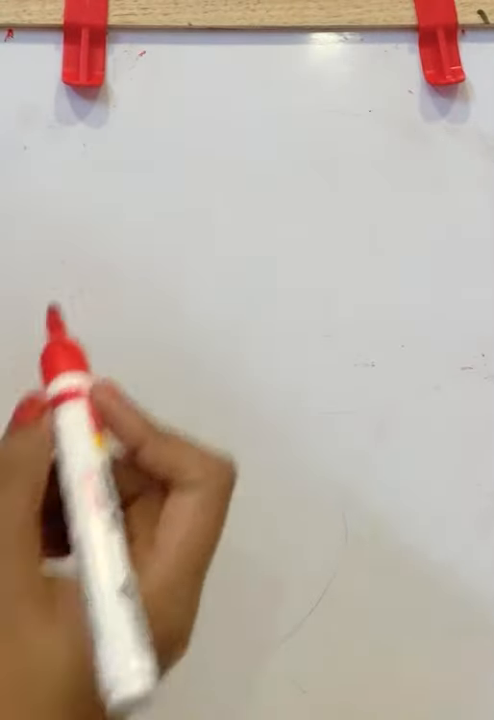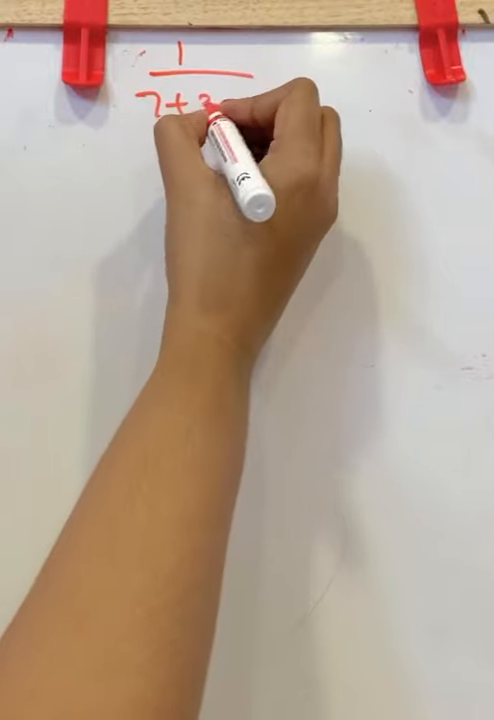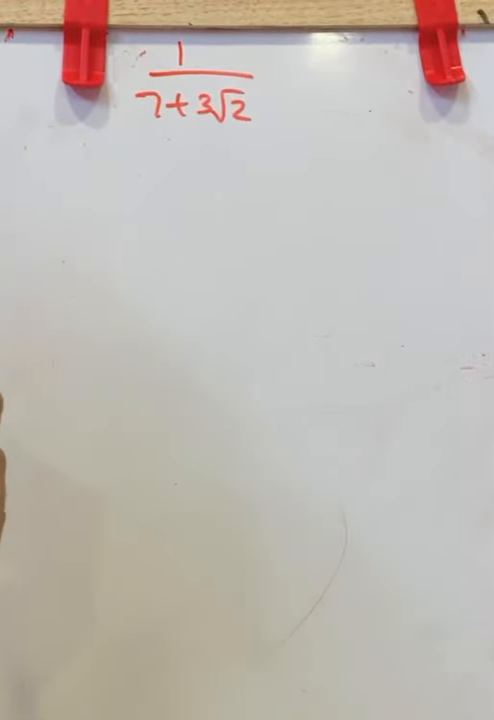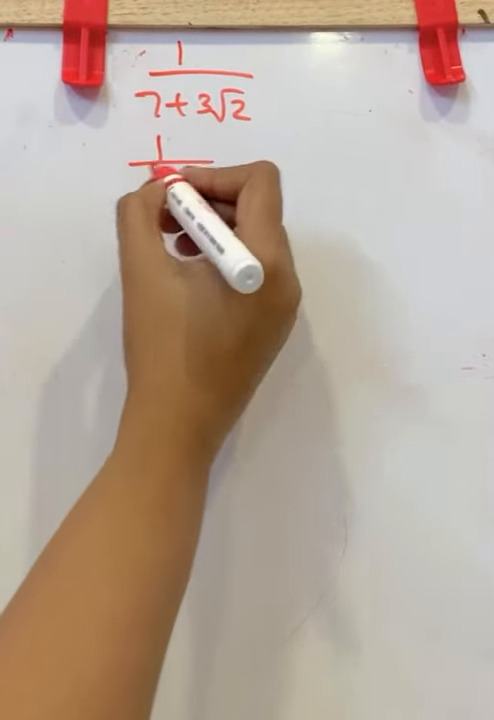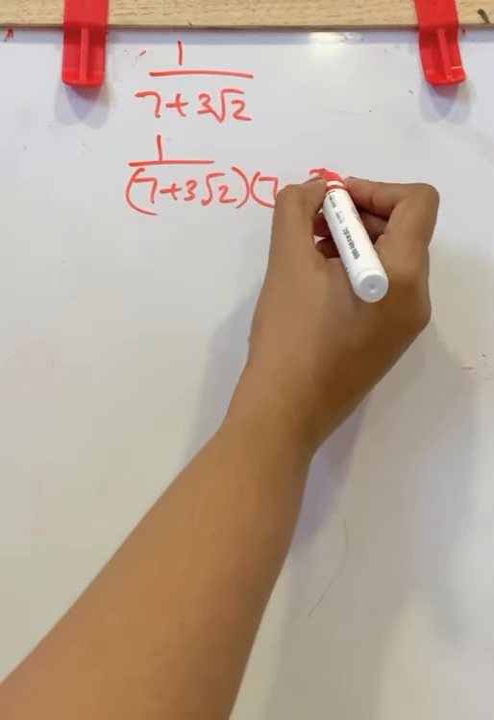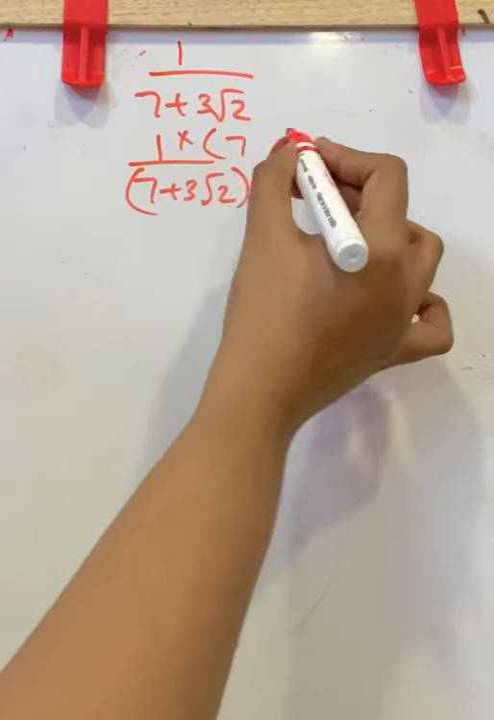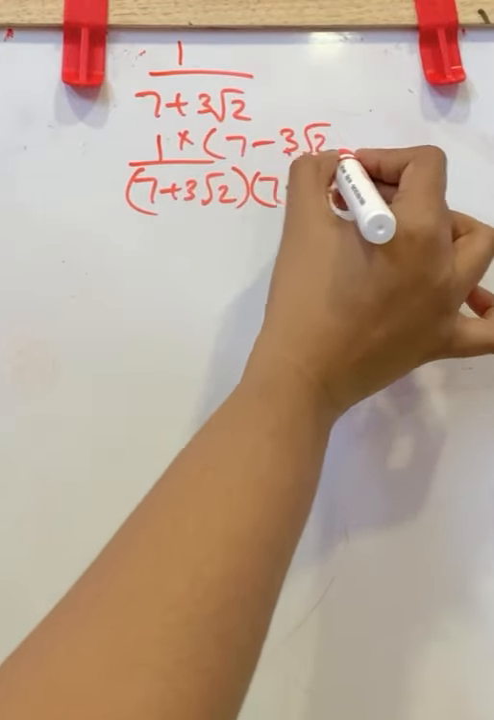Next is rationalize 1 by 7 plus 3 root 2. So how will you rationalize it? Multiplying this with the conjugate of the denominator. That is, 7 minus 3 root 2 is the conjugate. So here also you want to multiply with the conjugate. Don't forget it.